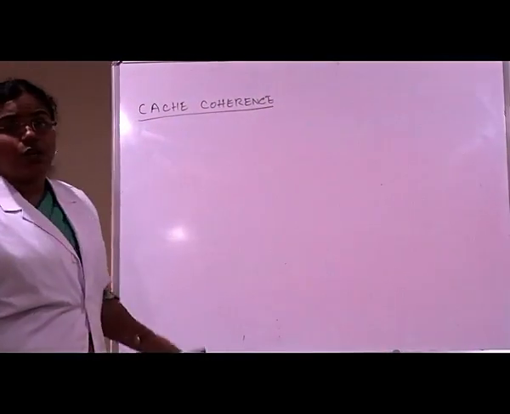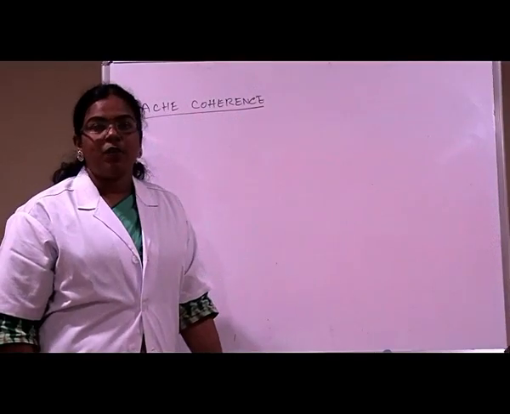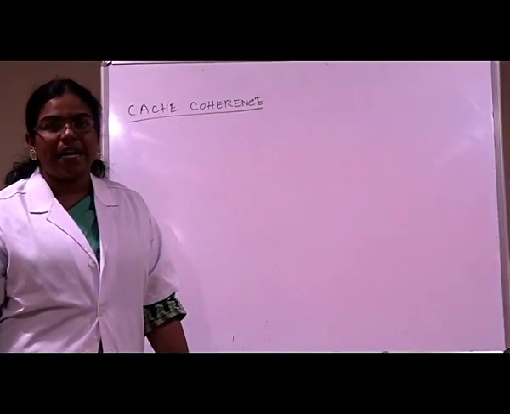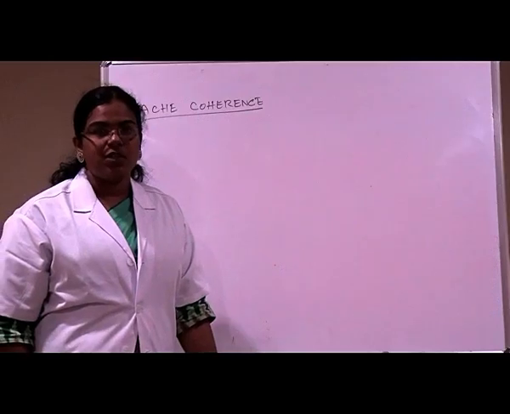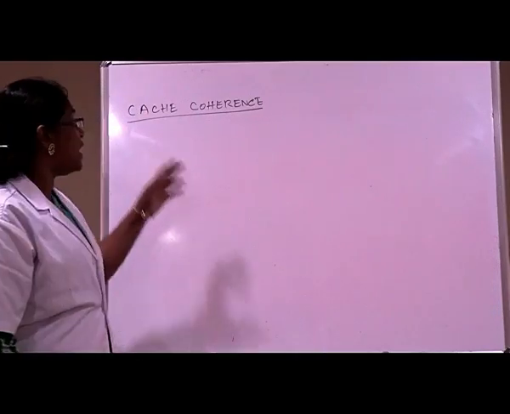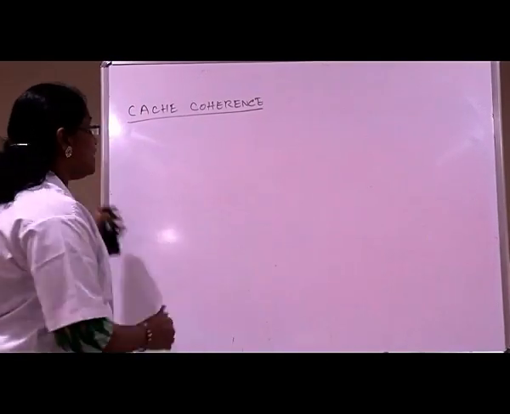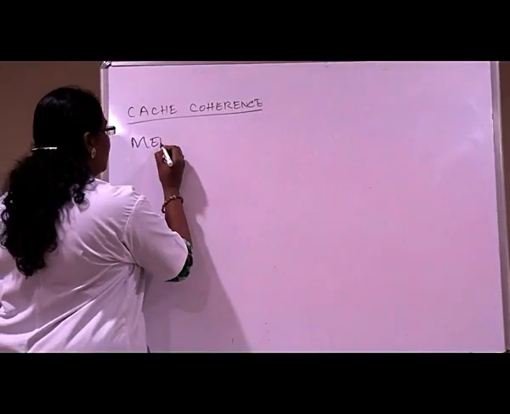Before going into the issue of the cache coherence problem, we are going to see the basics of the memory hierarchy and some basics of the cache so that we can be familiar with the cache coherence problem. First one is memory hierarchy.